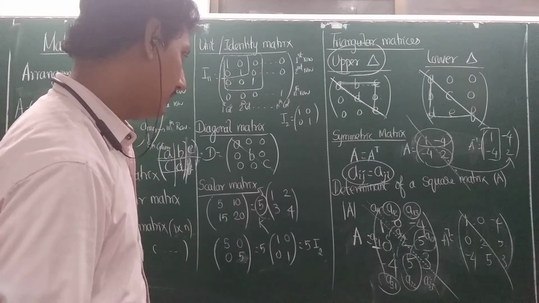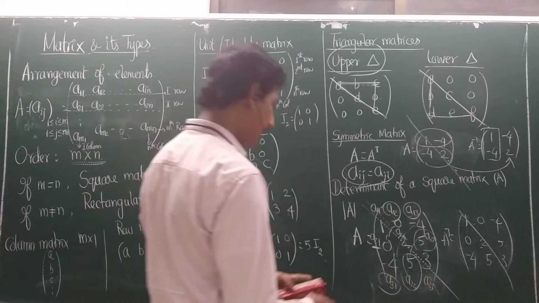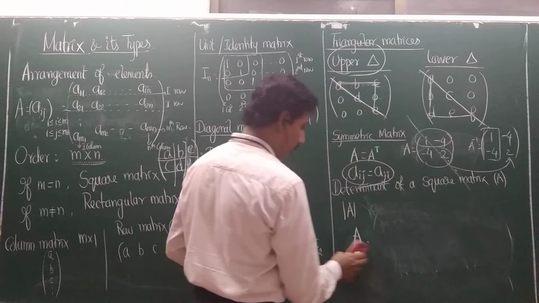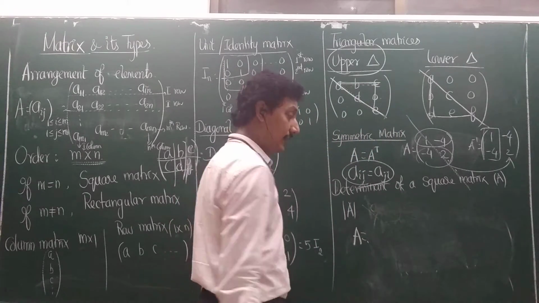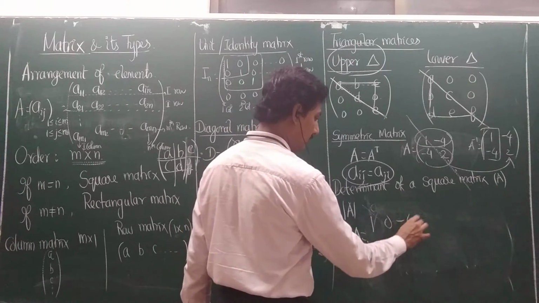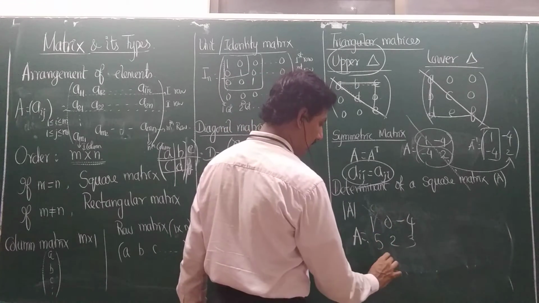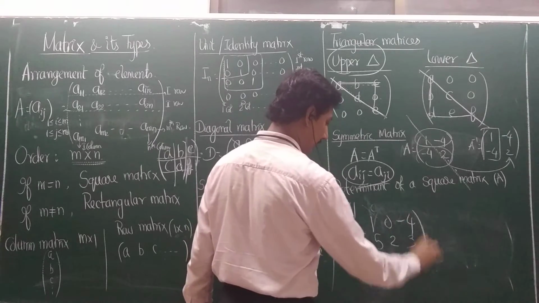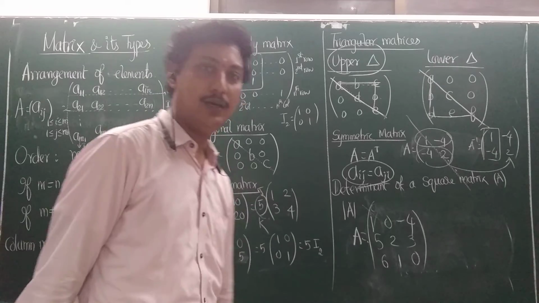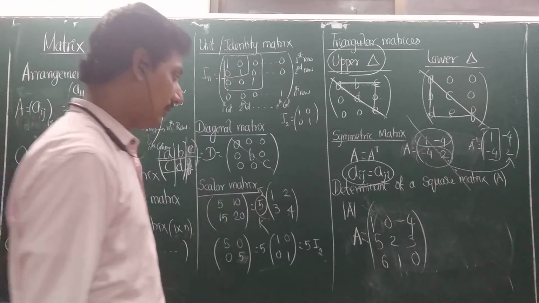And finally, determinant of a square matrix. Can you consider the same example? What we'll get? There is a determinant of a square matrix. 1, 0, minus 4, 5, 2, 3, 6, 1, 0. So I am considering some matrix. It is not a symmetric matrix, some matrix. How to determine the determinant of this matrix?